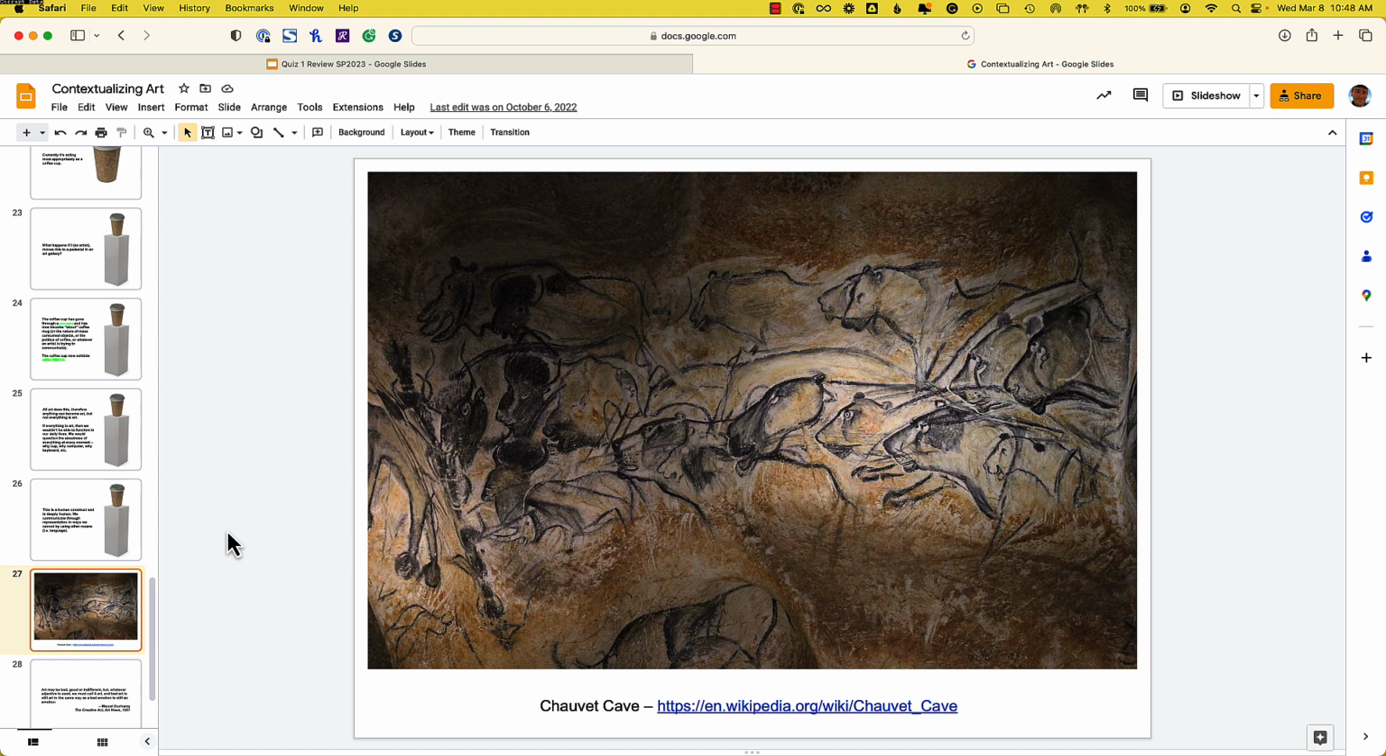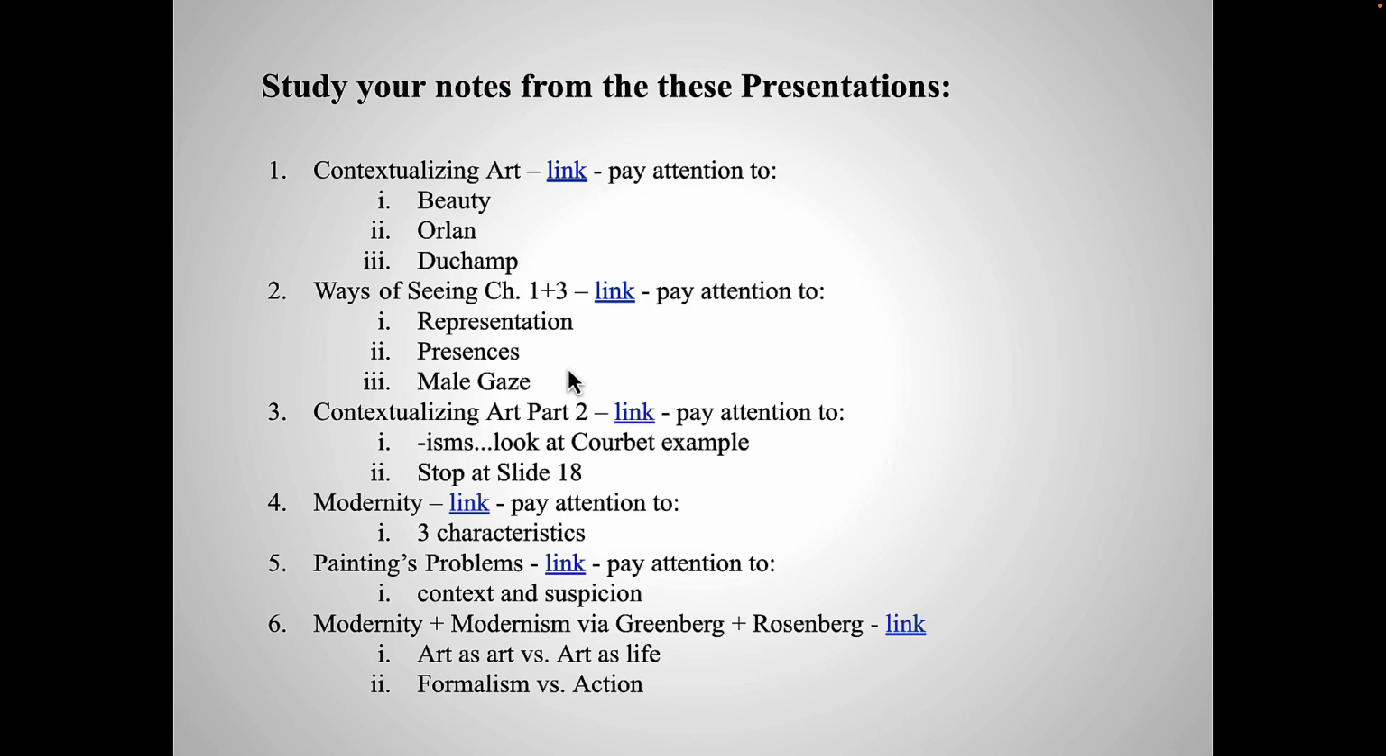All right? Now, if I come back here and go to Ways of Seeing, I'm not going to jump through this, but I do want you to think about how John Berger in chapters 1 through 3 defines and thinks about these terms like representation, presence, male gaze. Go through and review those, okay? I don't think I need to do that at length here, but I want you to pay attention to those. In Contextualizing Art Part 2, thinking about isms, and thinking about Courbet and his idea of realism might help.